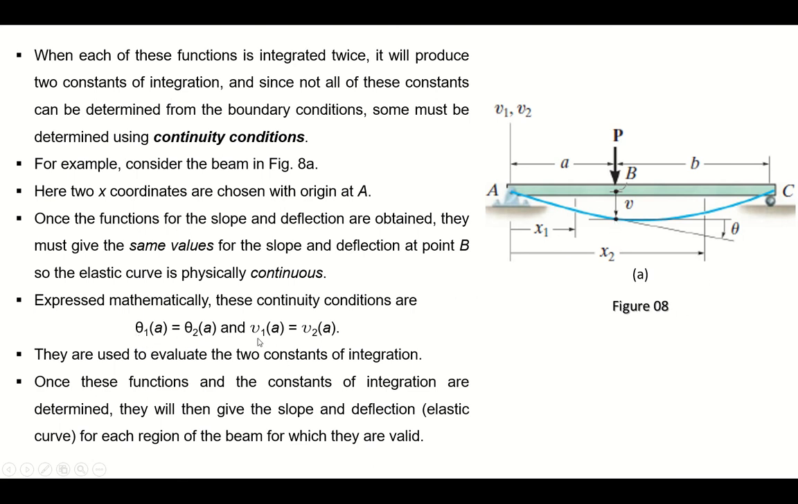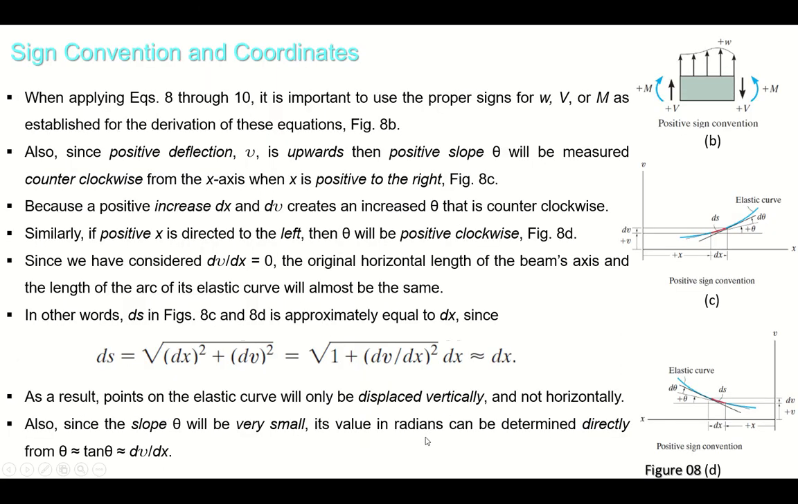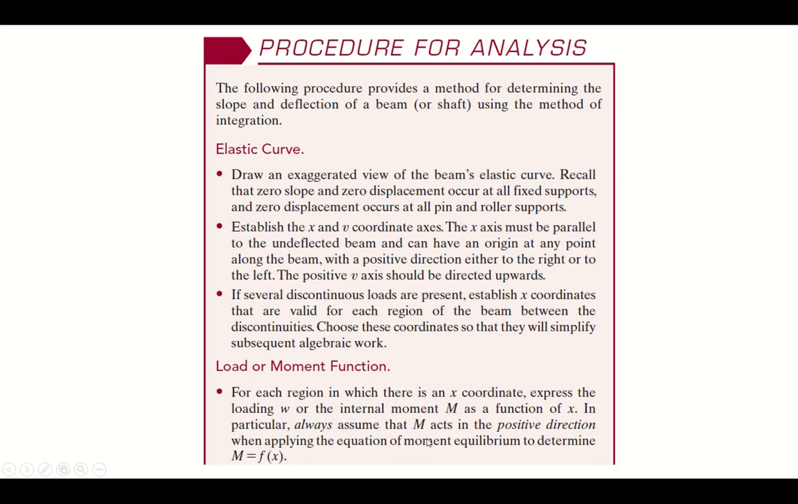Similarly, the mu 1 at A will be equal to mu 2 at A. So both the deflection and rotation or the slope at this point for both the equations will be the same, and these are your continuity conditions. I hope when we solve the numericals you will better understand the concept. They are used to evaluate the two constants of integration, right? Once these functions and the constants of integration are determined, they will then give the slope and deflection, which is the elastic curve, the very first concept of this chapter, for each region of the beam for which they are valid. Okay, so very briefly we will discuss the sign convention and coordinates, and then we will jump to example 1.